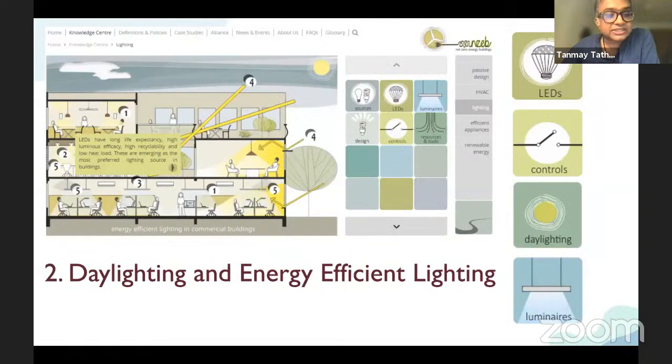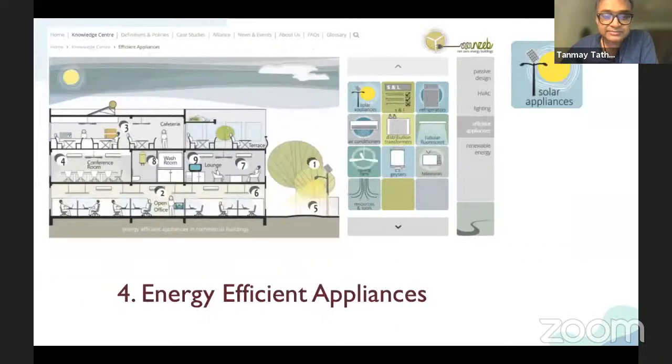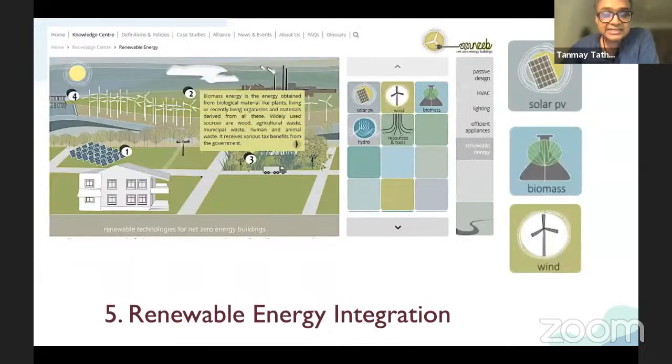A focus on daylighting and energy efficient lighting, energy efficient cooling systems. So different things like ground source heat pumps and evaporative coolings and whatever new methods one could think of to cool the building or heat the building without using as much energy as conventional systems. And finally, energy efficient appliances, including solar appliances, and the integration of renewable energy in the building and with the larger grid.